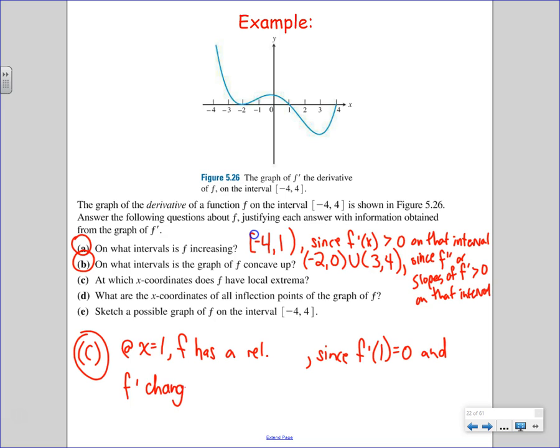Now, technically, if they just said local extrema, since they don't say identify, you could just say it has a relative extrema since F prime changes signs from 1 and 0. But let's say they wanted you to state which kind of local extrema, in which case it would be a relative max. And we wouldn't just say changes signs, we would say it changes from positive to negative at that point.